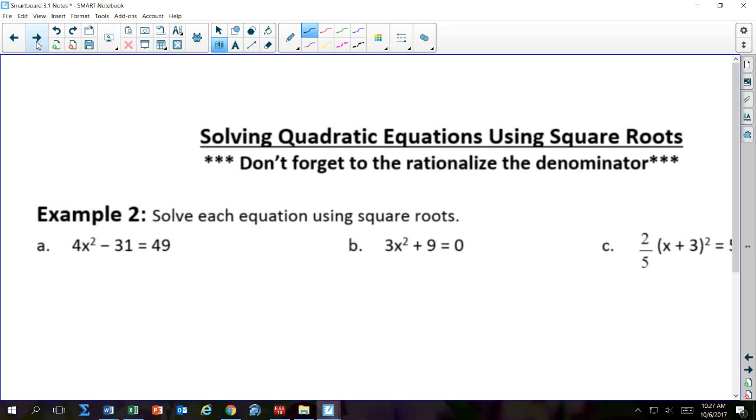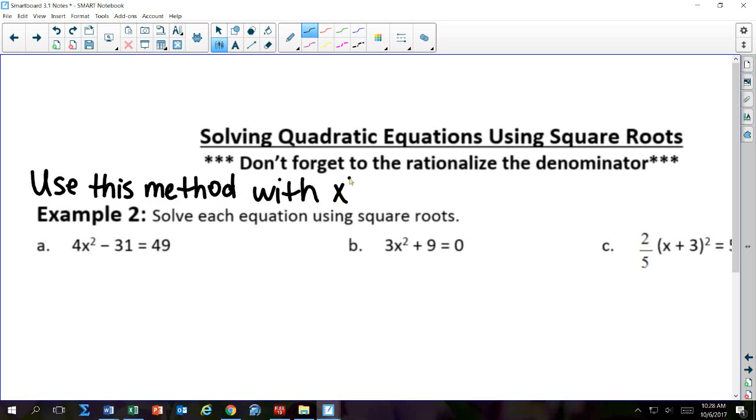This is how I know to use this method. Use this method with x squared or some quantity squared when there's no x term. So if I see an x squared in the equation with no x term, then I know to use solving using square roots. See how in this equation you see an x squared term but no x term? That's how I know to use square roots to solve this. Same thing with part C.